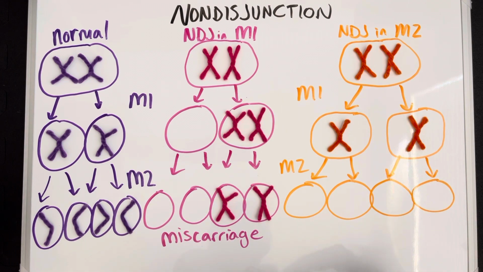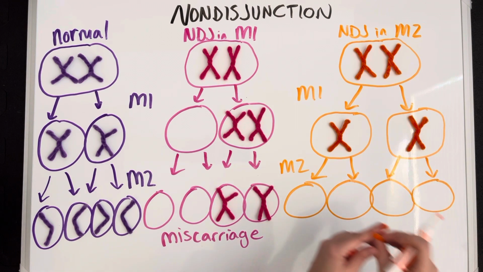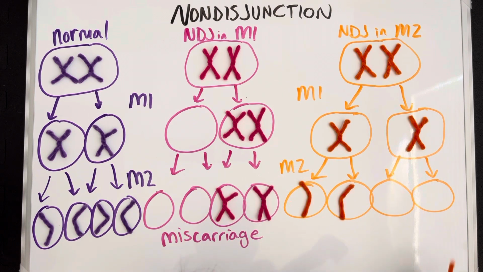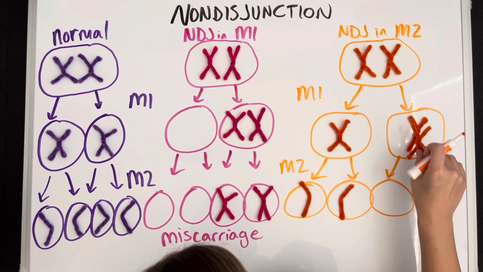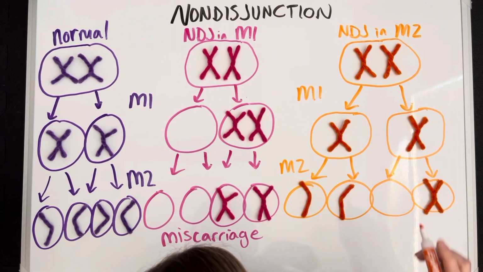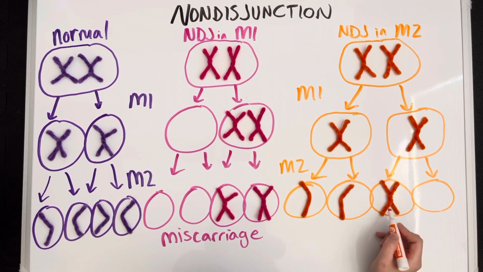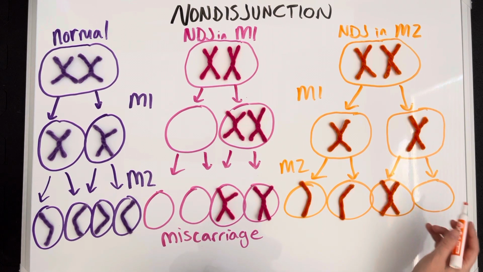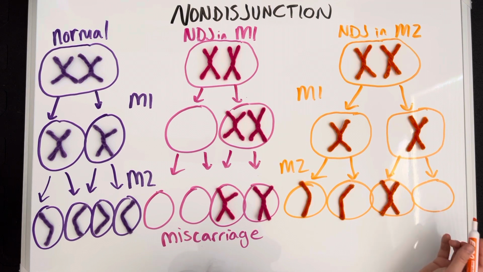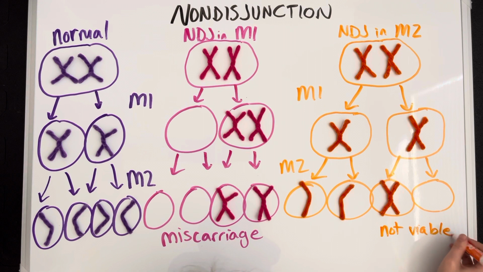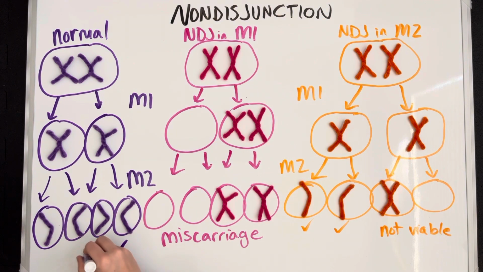In non-disjunction in meiosis 2, we'll have one cell that will behave normally, but the sister chromatids will fail to separate. And so one cell, I'll put it over here, fits a little better. One cell ends up with still this duplicated chromosome and the other cell has nothing in it. So these two are not viable, but these are okay, because they match these originals that were all good.